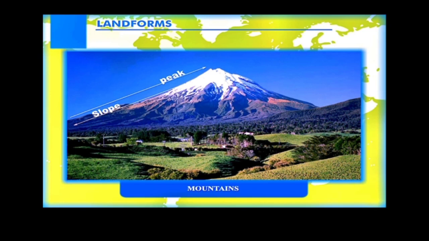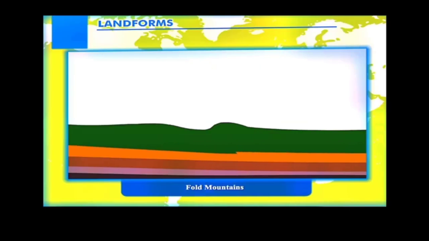kilometers. On the basis of the origin, the mountains are of three types: fold mountains, block mountains, and volcanic mountains. So let's learn about all these three types.